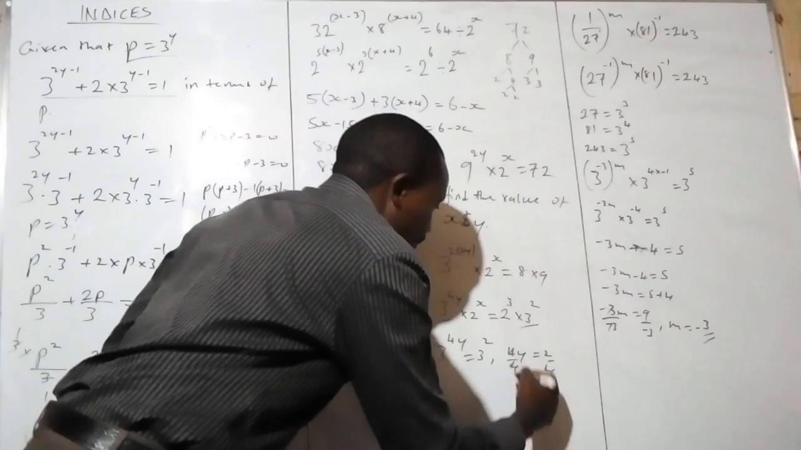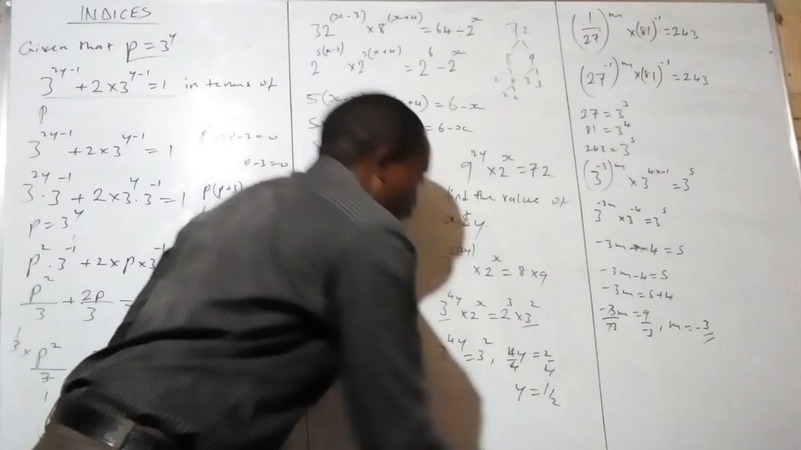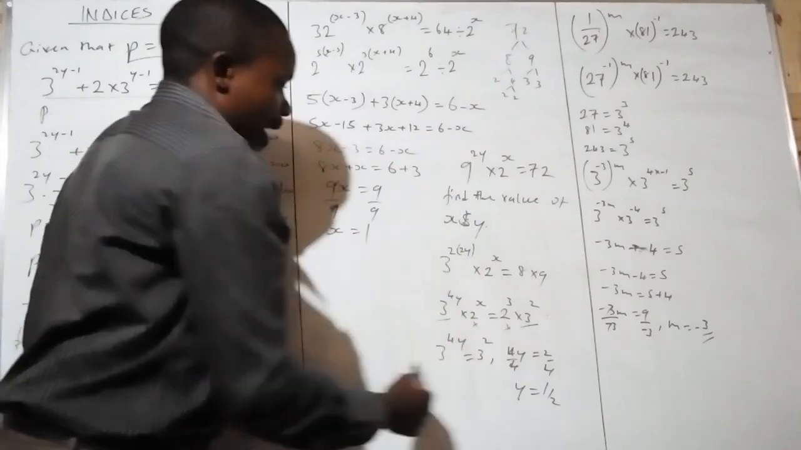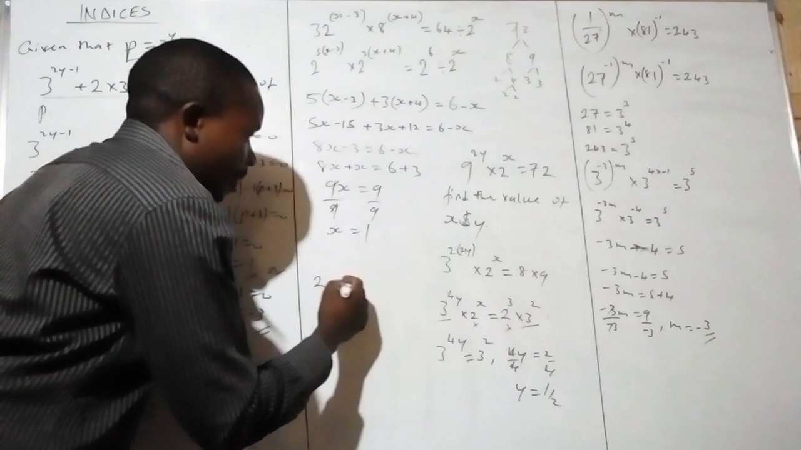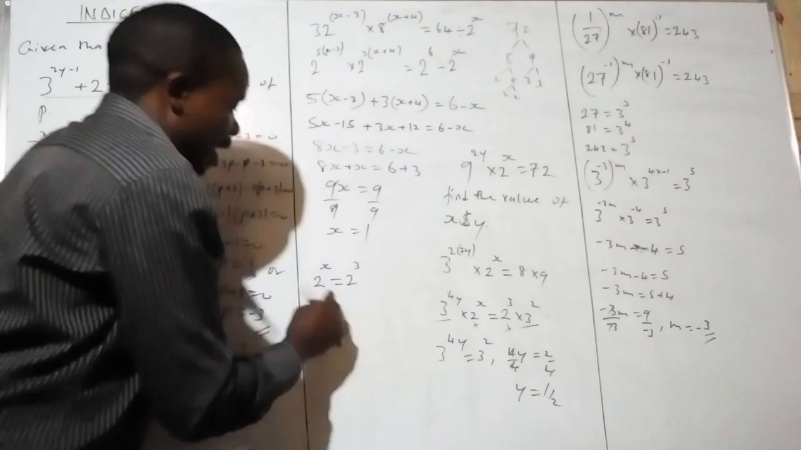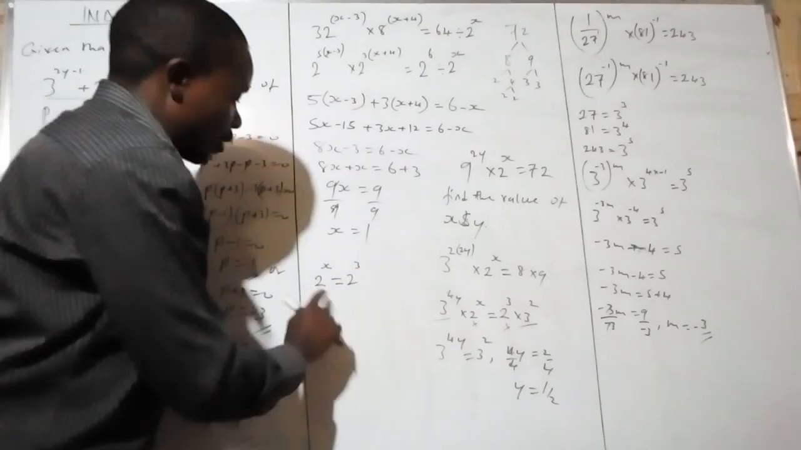Next, 2 and 2. Allow me to do it here. 2 raised power x is equals to 2 raised power 3. Due to the law of indices, drop the bases, we put the powers, and x will be 3. Those are the answers.